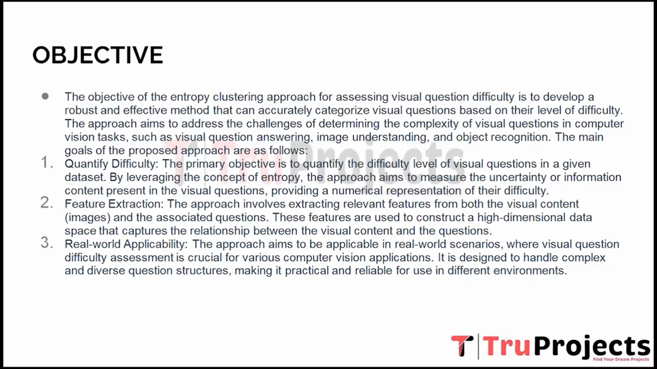Second, we have feature extraction. The approach involves extracting relevant features from both the visual content, that is images, and the associated quotients. These features are used to construct a high-dimensional data space that captures the relationship between the visual content and the quotients.